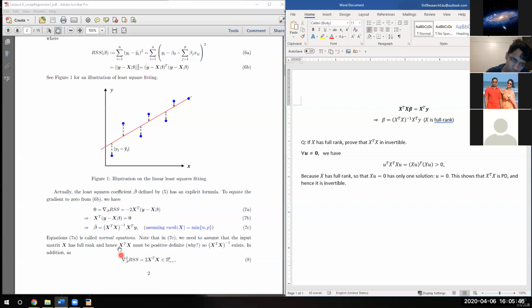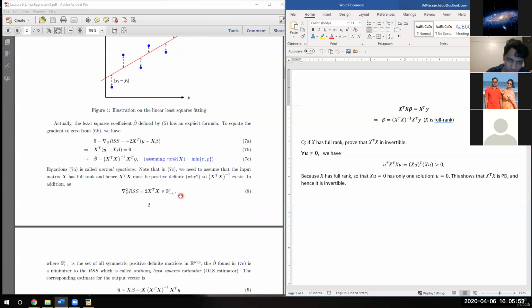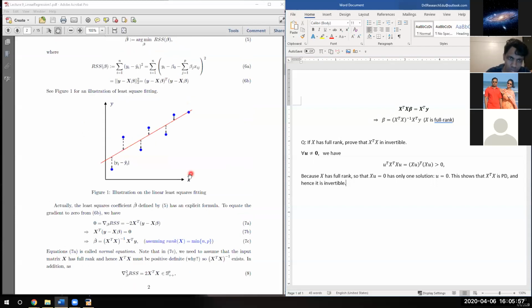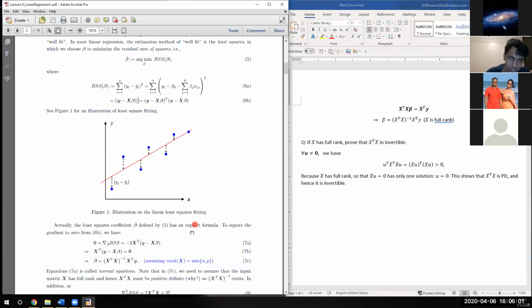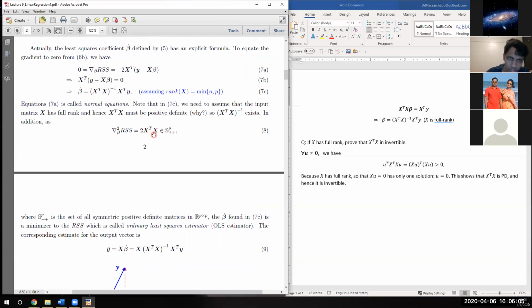Again, we just mentioned that XTX is positive definite. This notation should be P plus 1. I always get confused with P and P plus 1 because I have one here. Sorry, write it to be P plus 1. I'm going to correct it. It's going to be PD, right?